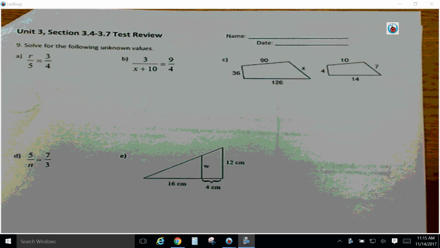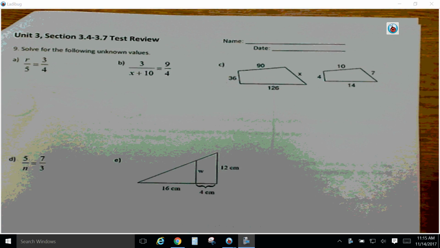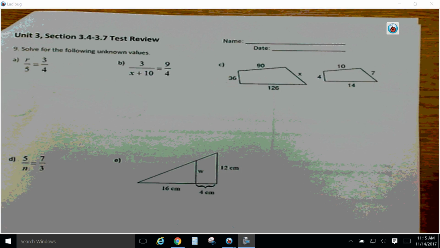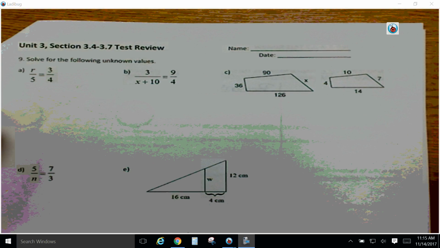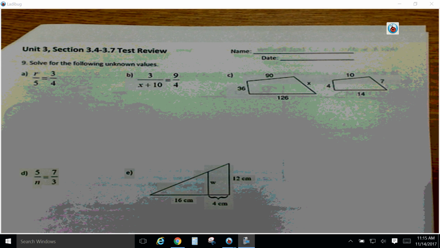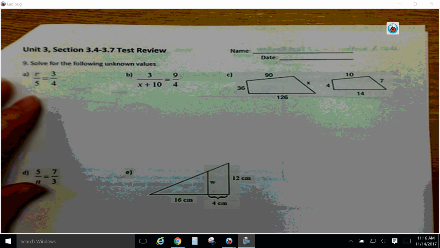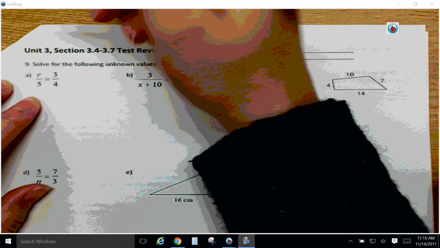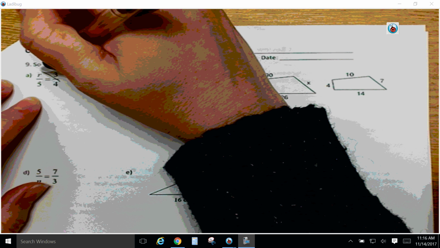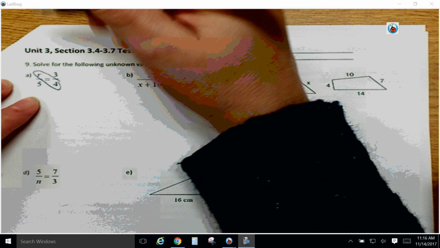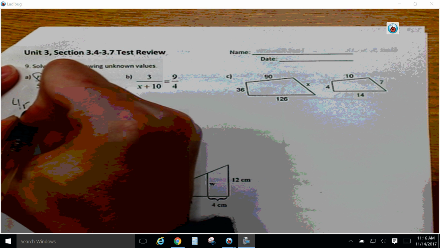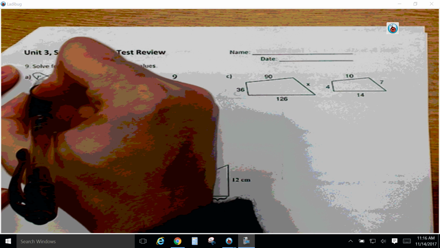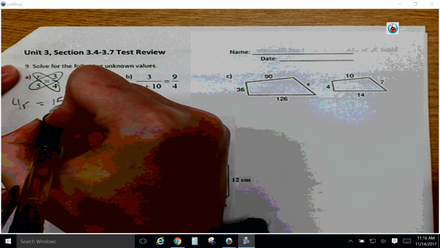Okay, let's look at number 9 on the review. It says solve for the unknown values. Looking at A here, we can see that the unknown value is R. When we have a proportion, the way to solve it is to cross multiply. So I'm going to take R times 4, and I'm going to get 4R, and I'm going to set that equal to 5 times 3, which is 15.